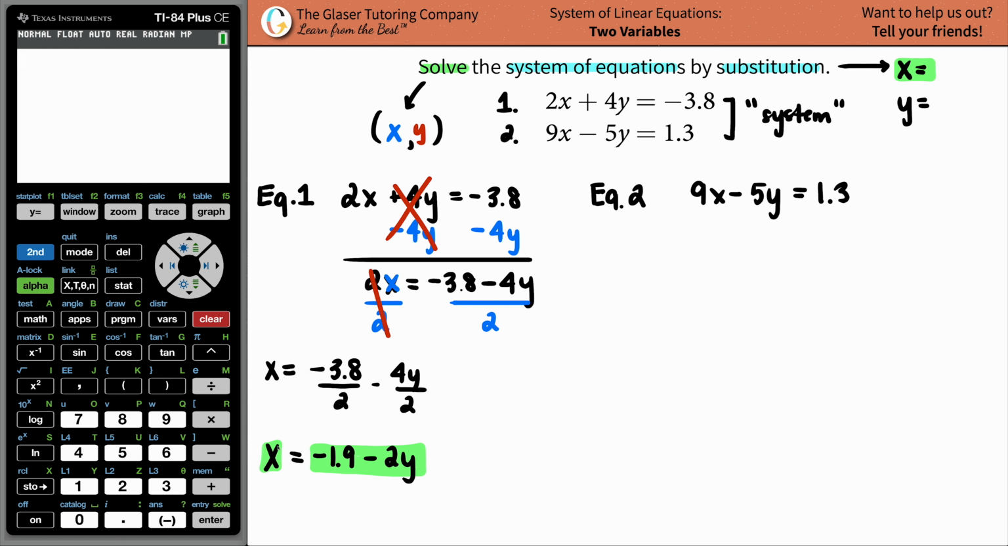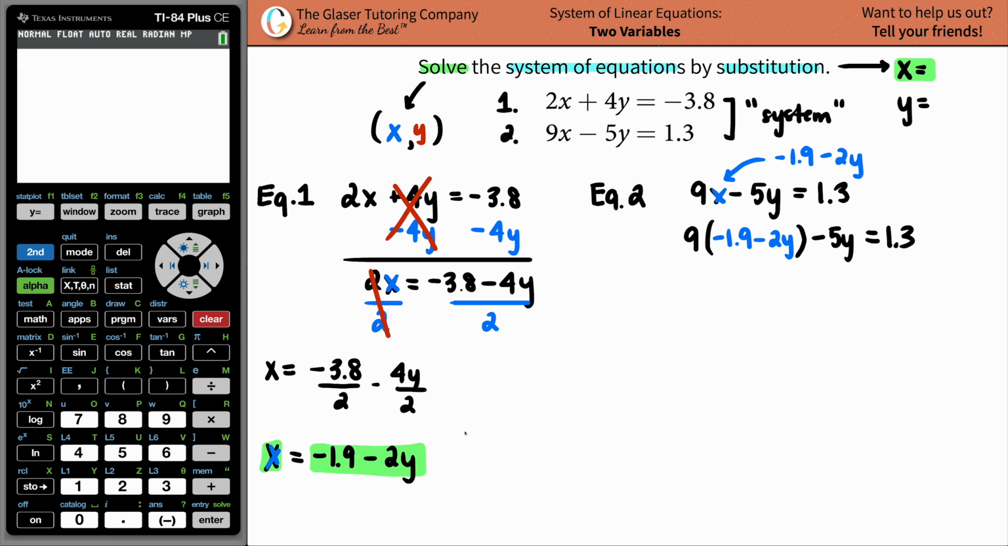And now, since we solved for x equals, I go and solve for where that x equals, right? Here's the x. So essentially what you're doing is moving out the x. In comes this guy. And just know that the whole x value is going to be this whole thing. So we're just plopping in the negative 1.9 minus 2y. So let's go for it. So we have 9 times the whole thing, negative 1.9 minus 2y. And then, let's just keep it going, minus 5y equals 1.3.